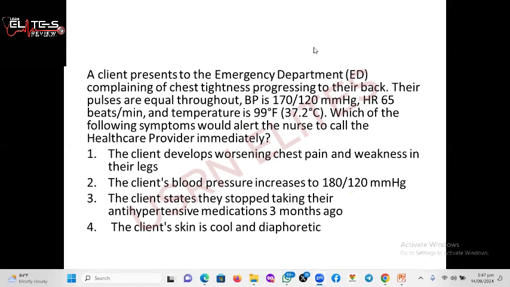Yes, Madam Priscilla. I think I'll also go for 2, because 180 over 120 is a hypertensive crisis, so it can lead to other complications. So, 2. Okay, that's okay.